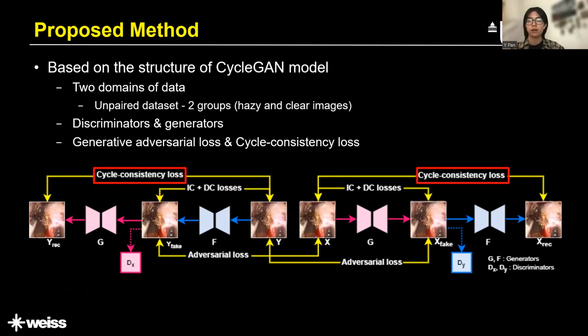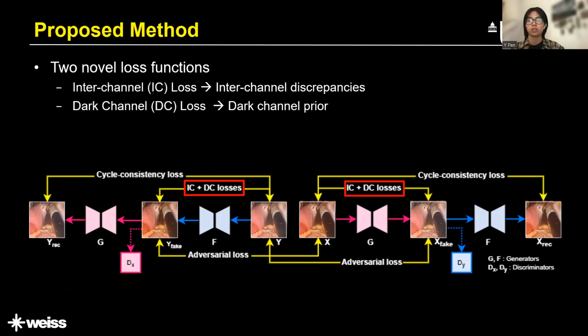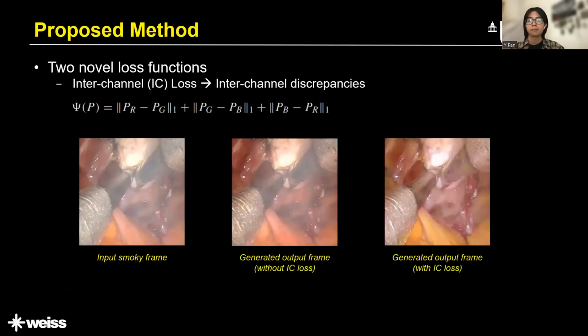In order to further investigate the smoke component, we implement two additional loss functions. The interchannel loss is applied to measure the differences between any two channels of a pixel in the image, and a small value is obtained when there is heavy smoke covering that pixel. The sample frames here present the effect of our interchannel loss.